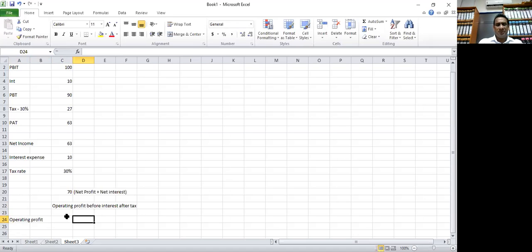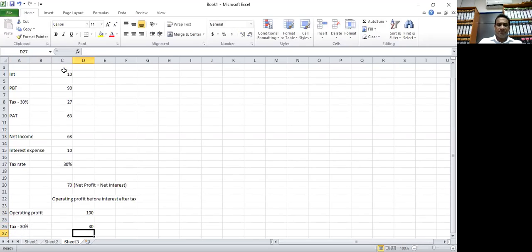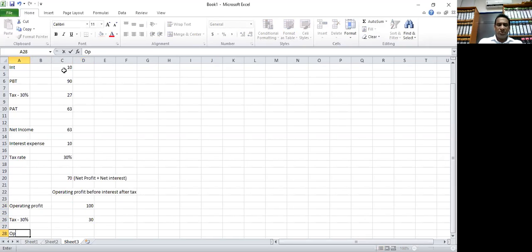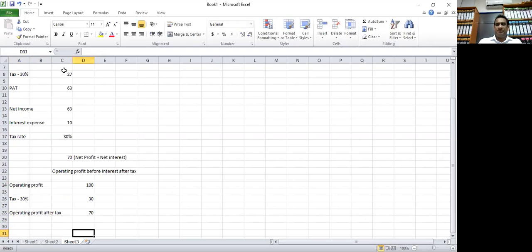Come on, tell me. How much is the operating profit of this company? At least check, at least type, then I can see an answer. Operating profit is this PBIT, so that is anyway before interest. On this, how much is the tax? Tax is 30%. So how much is operating profit after tax? It is 100 minus 30, 70.